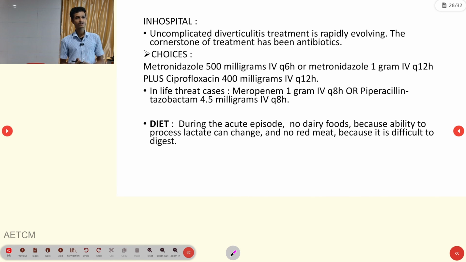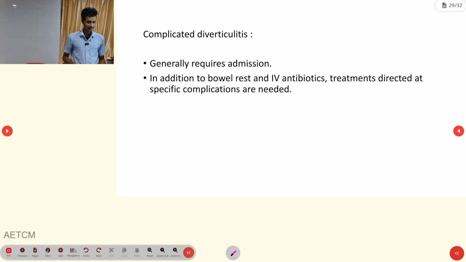And then diet wise, in acute episodes, no dairy foods, and we have to ask the person to avoid red meat because of the problem in digestion, right? So these are the two things you have to ask the person to avoid.